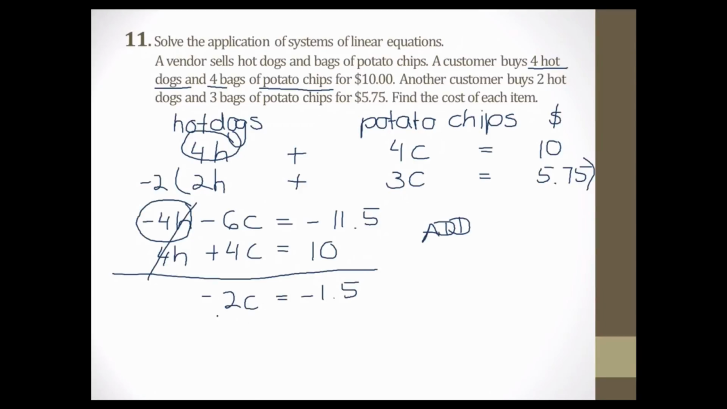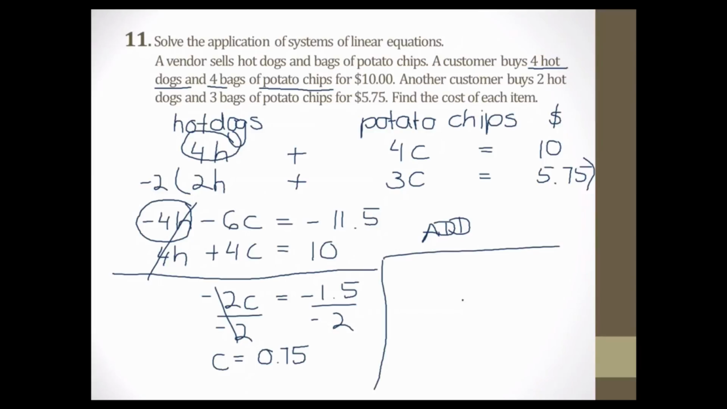Solving for c, so let's divide by -2 on both sides, and I get c equals a positive 1.5 divided by 2 equals 0.75, so 75 cents, which means C, representing the potato chips, one bag costs 75 cents.